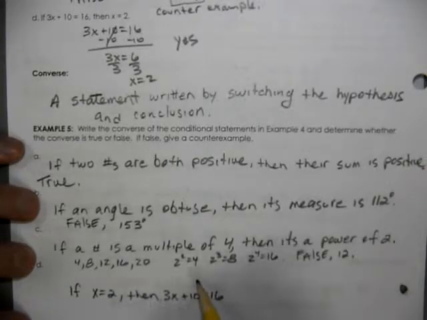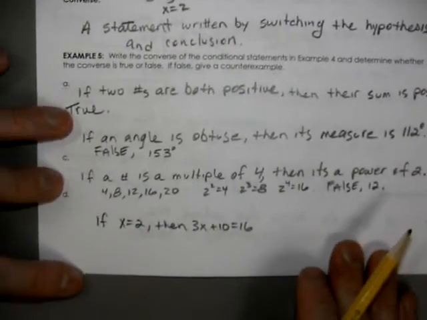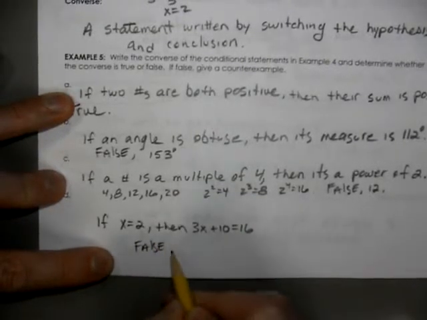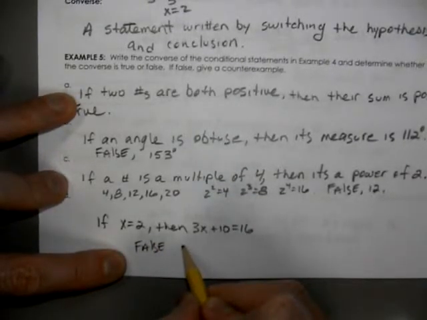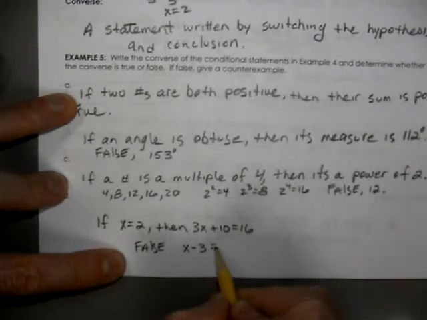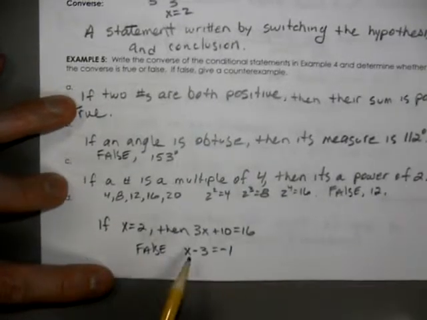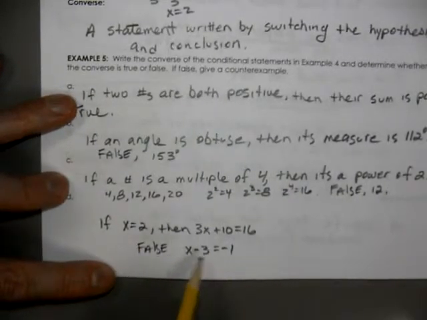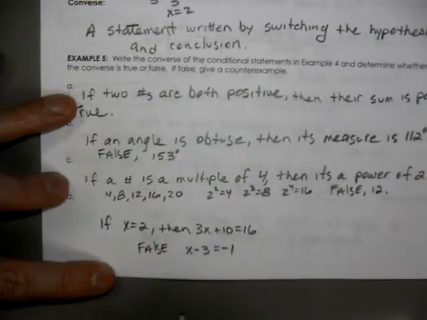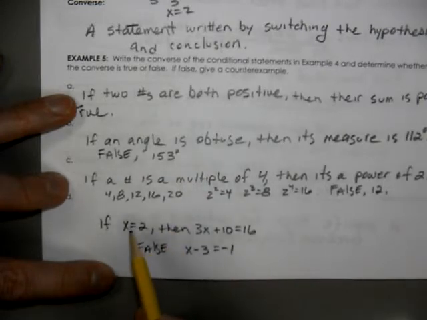Here, I can think of another equation. I can think of x minus 3 gives me negative 1, and x would have to be 2 in that case. So here's another equation when x equals 2. The answer is false. I have an equation where x is still 2.